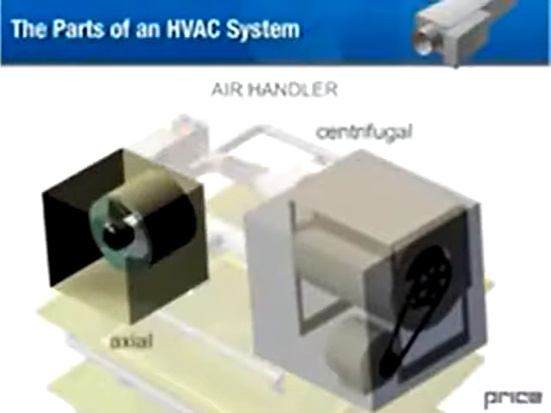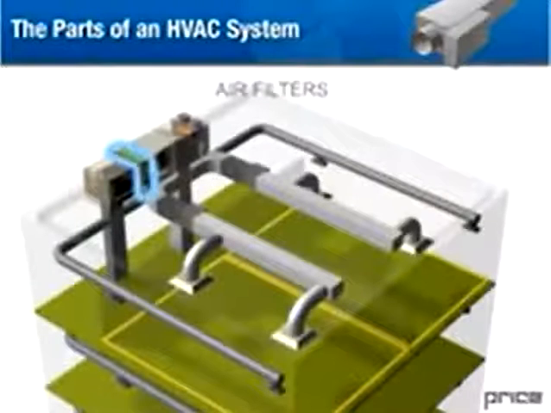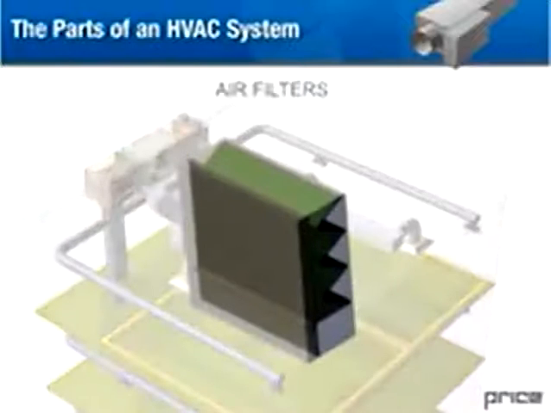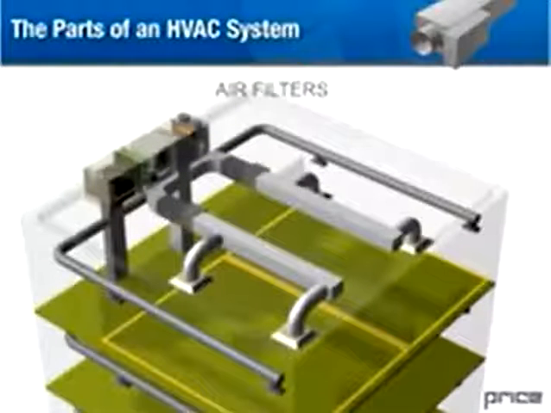Axial or centrifugal fan types may be found in the air handler. Air filters. Depending on the requirements of the occupants and the activities in the building, various grades of air filters are used in the system. General-purpose air filters will be included in the air handler itself, while more sophisticated filters, such as HEPA filters, may be used in the downstream ductwork.